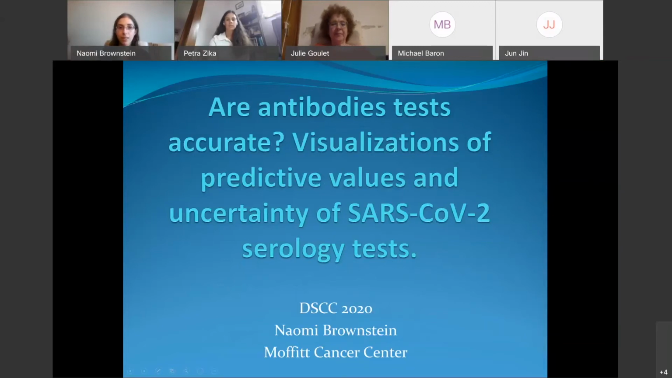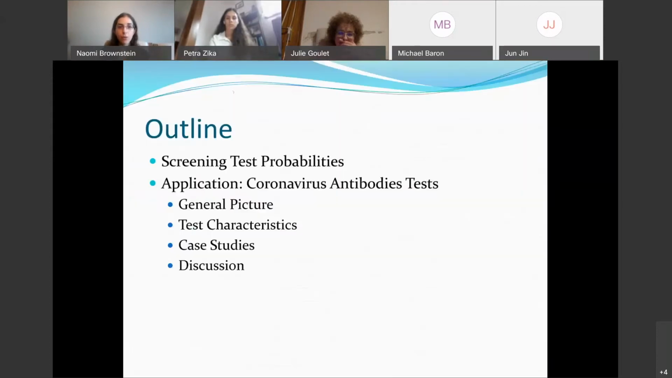Okay, so my talk is about antibody tests, and I consider this a fundamentals kind of talk. There's nothing really earth-shattering in here, but it's an application of definitions, viewing them properly and understanding the implications for these serology tests. So I'll go over what these definitions are, and I'll apply how they work on different tests. I'll go over some case studies and then a brief discussion.